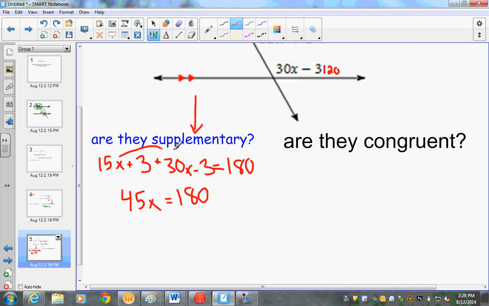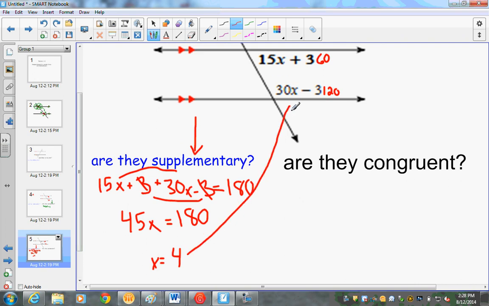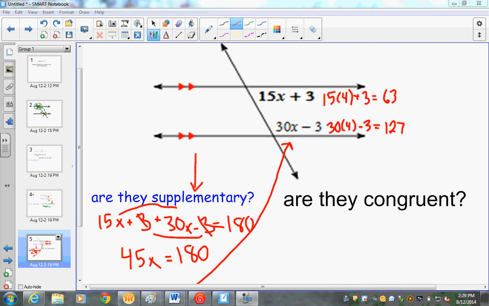45x plus 180x, because I combined like terms and my 3's canceled out. That's a positive 3, that's a negative 3. X is going to equal, I believe, 4. Now to check your work, take your 4, plug it back into the original problem, and you should get 63 and 127 degrees. Now, just to make sure you're right, remember that both of these two angles add up to 180, and sure enough, 63 and 127 add up to 180. Congratulations, you did the questions correctly.